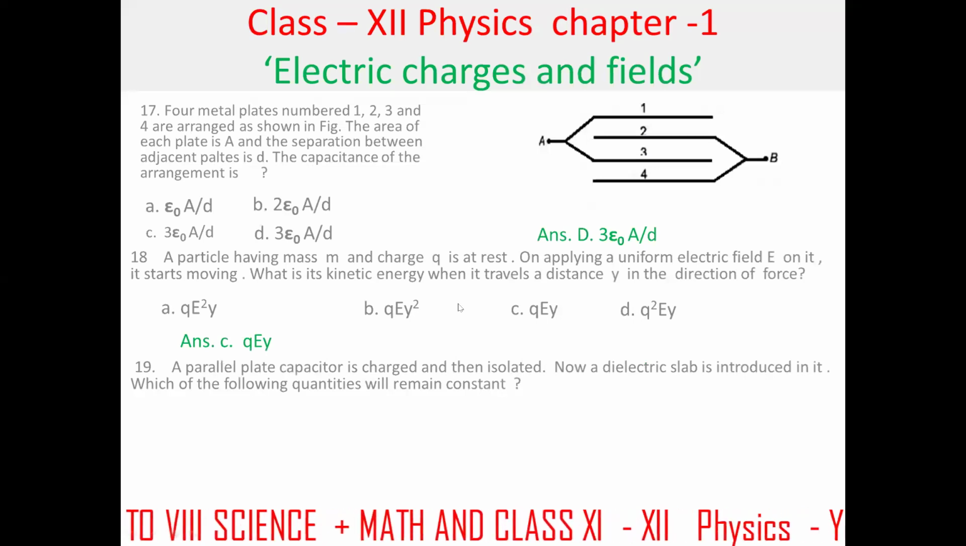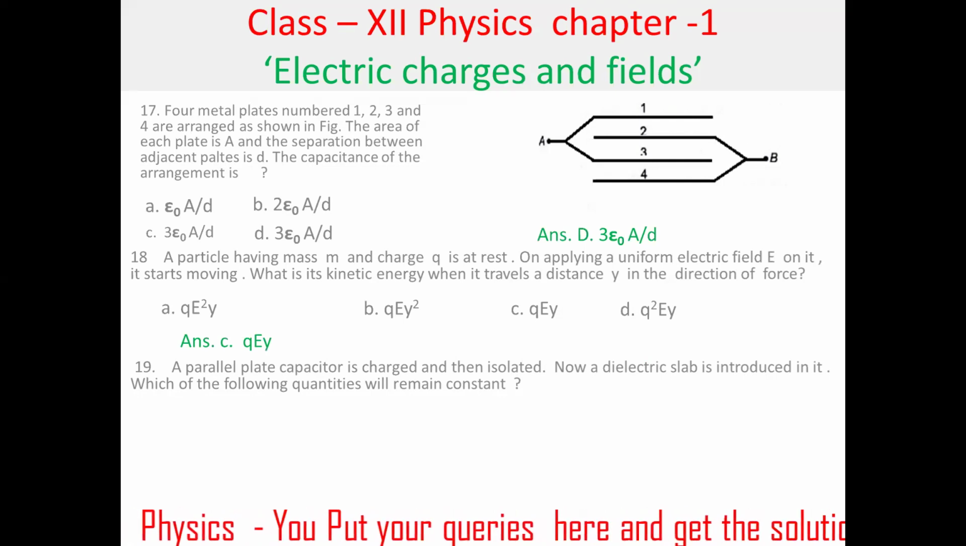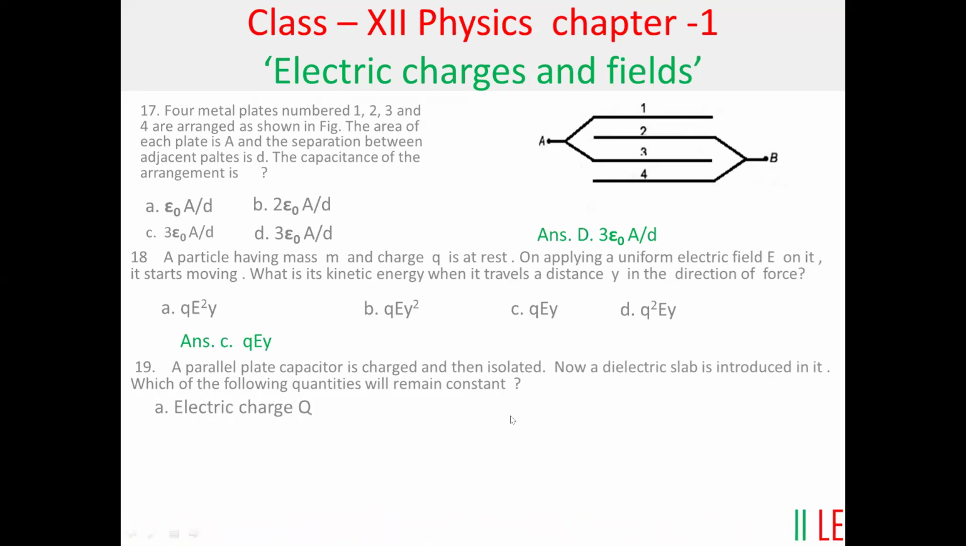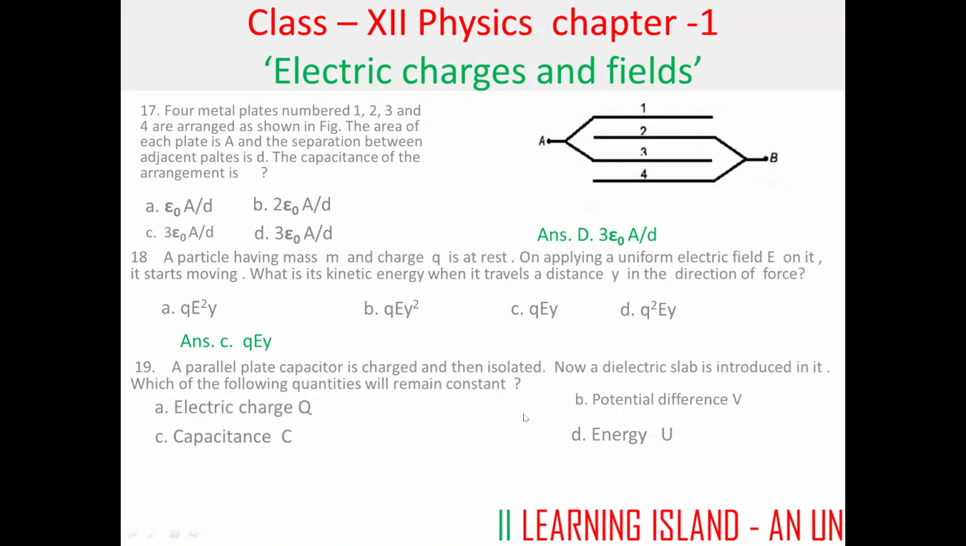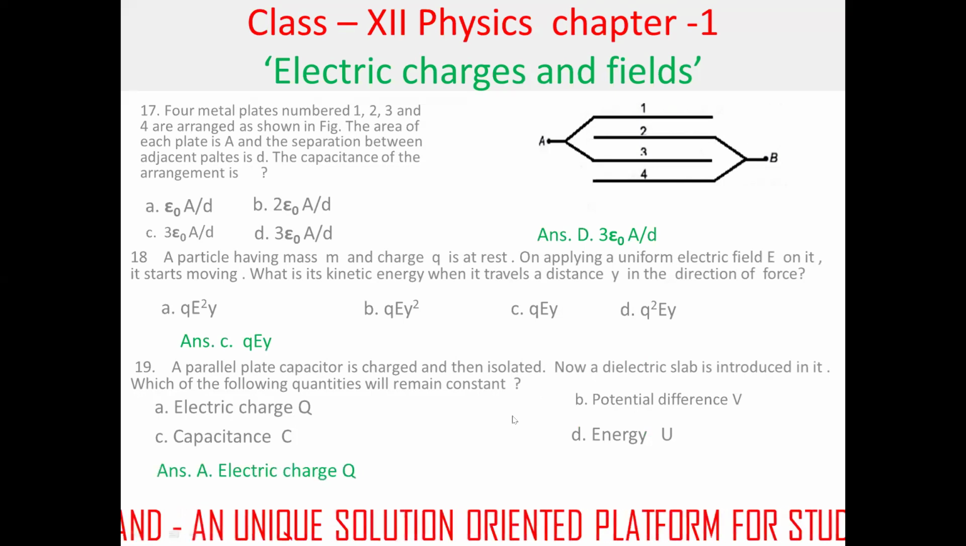Next question. A parallel plate capacitor is charged and then isolated. Now a dielectric slab is introduced in it. Which of the following quantities will remain constant? I have explained this kind of question earlier, so no need to explain again. The answer would be electric charge.